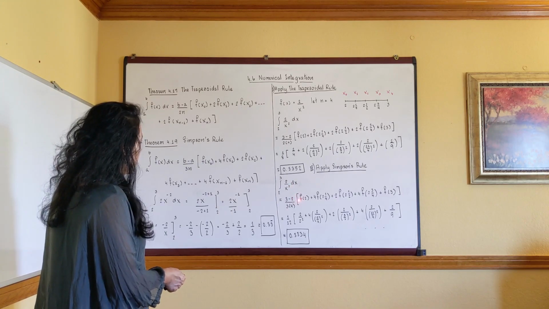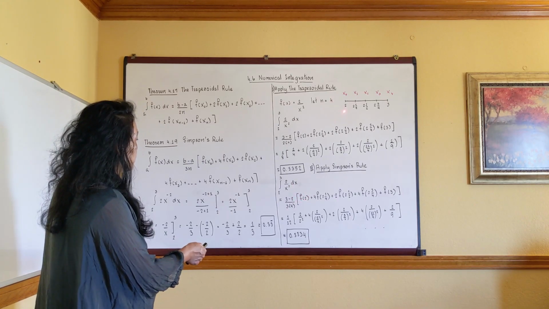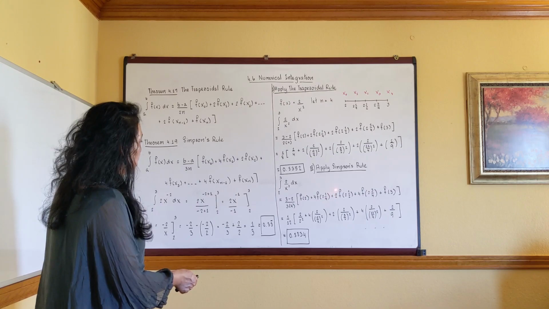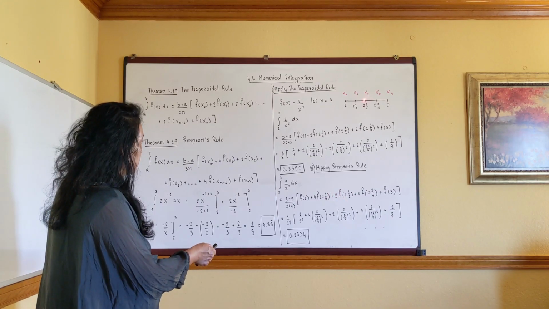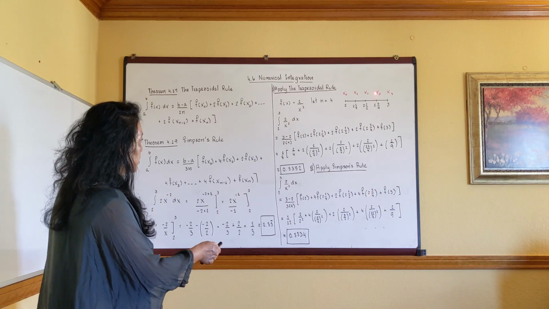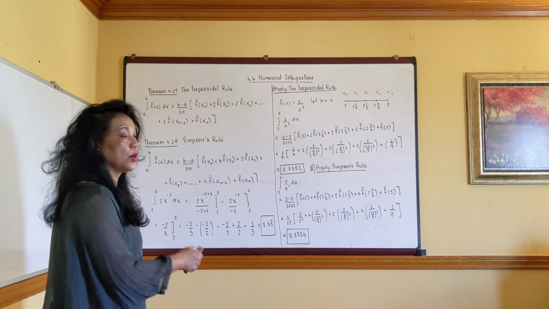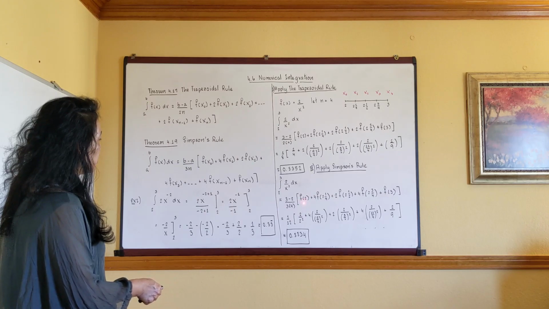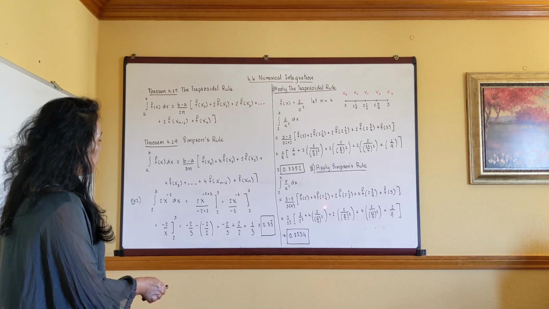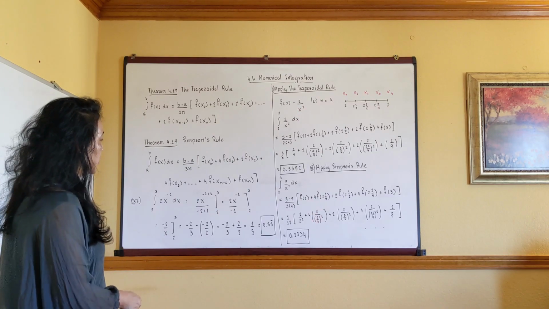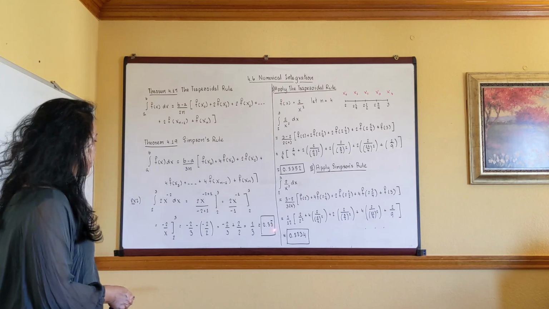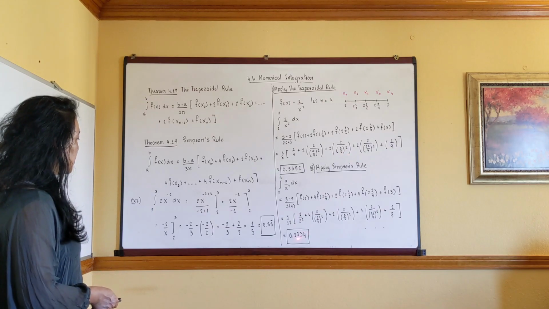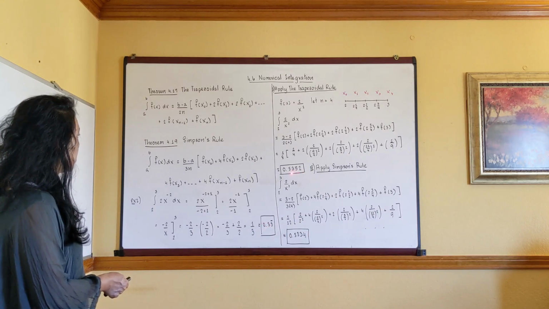So we do the same thing. The first, f of 2, plus 4 times f of x sub 1 plus 2 times f of x sub 2 plus 4 times f of x sub 3, and the last term you don't multiply by anything. Same idea. You substitute the 2 in here, you get this one. Substitute 2 and a quarter in here, you get this one, and so on. Simplify this, you're going to get 0.3334. As you can see, Simpson's rule is much closer than the trapezoidal rule.